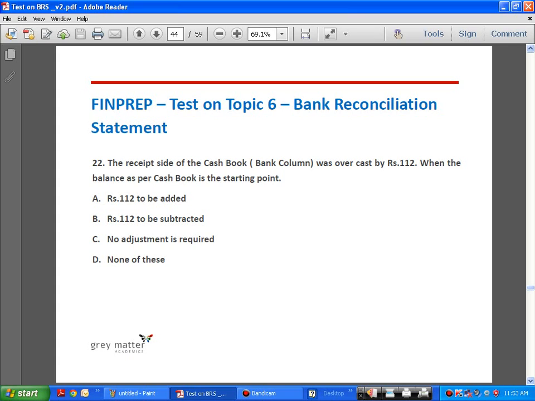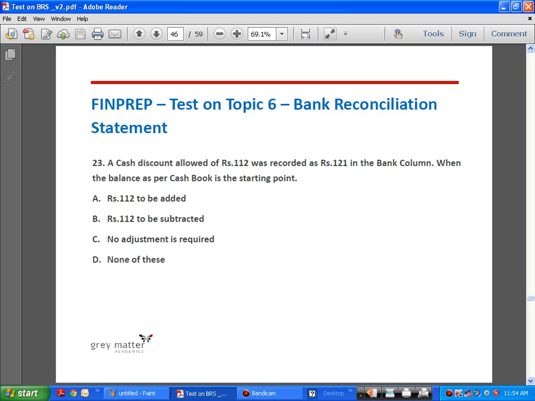Next, the receipt side of the cash book was overcast by rupees 112. When the balance as per cash book is the starting point, see, when the receipt side is overcast, it means that the balance as per cash book is higher, and so we have to subtract this 112 in order to arrive at the correct balance as per cash book.